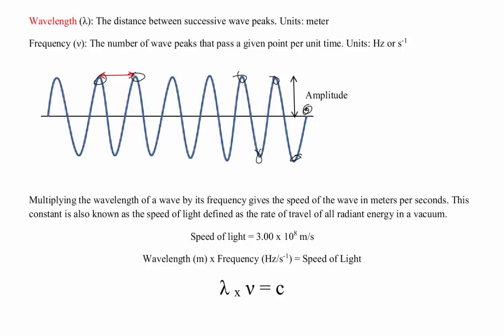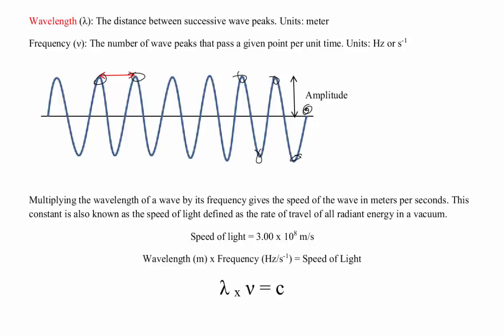By multiplying the wavelength of a wave by its frequency, we get the speed of the wave in meters per second. This constant is also known as the speed of light, defined as the rate of travel of all radiant energy in a vacuum, and is equal to 3 times 10 to the 8th meters per second. The way that speed of light is calculated is by taking lambda, which is wavelength, multiplying it by the frequency, which is the Greek letter nu, and that will give us the speed of light.